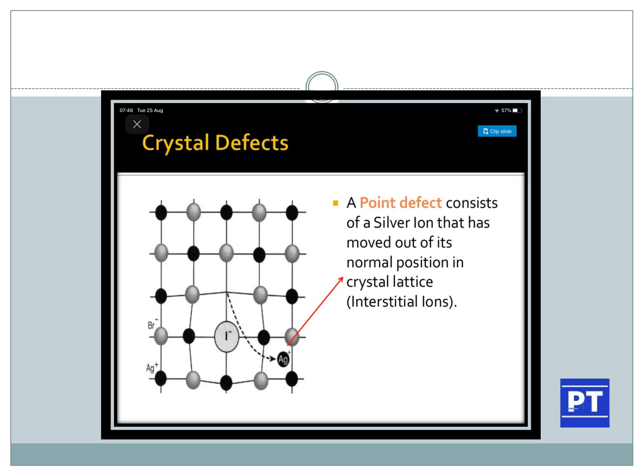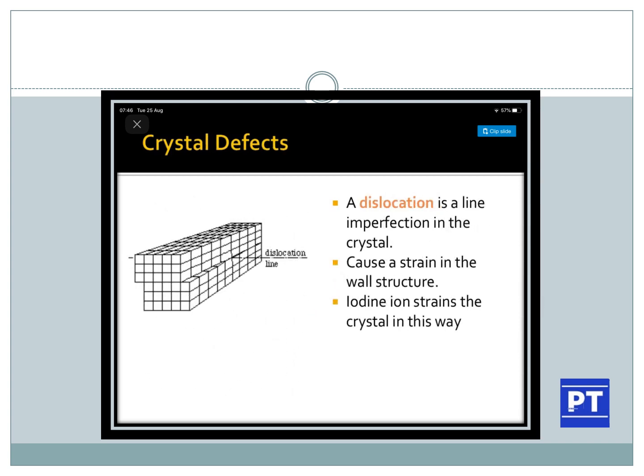A point defect consists of a silver ion that has moved out of its normal position in the crystal lattice, called interstitial ions. You can see here, these are the defects seen in the crystal lattice. A dislocation is a line imperfection in the crystal that causes strain in the wall structure. Iodine ion strains the crystal in this way.